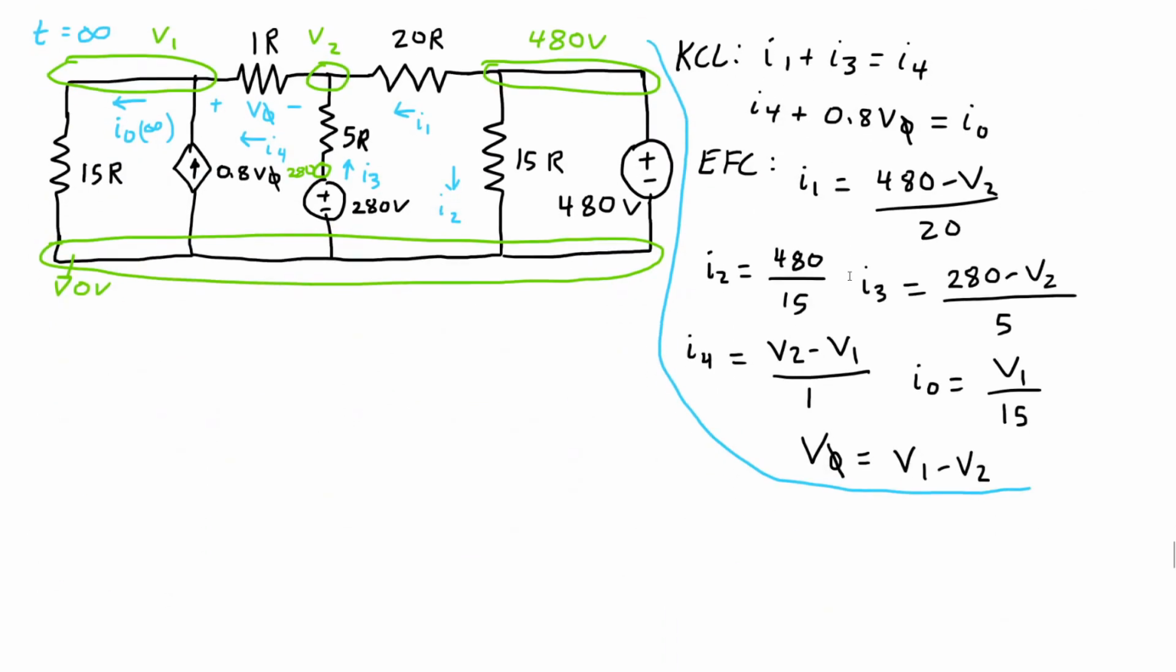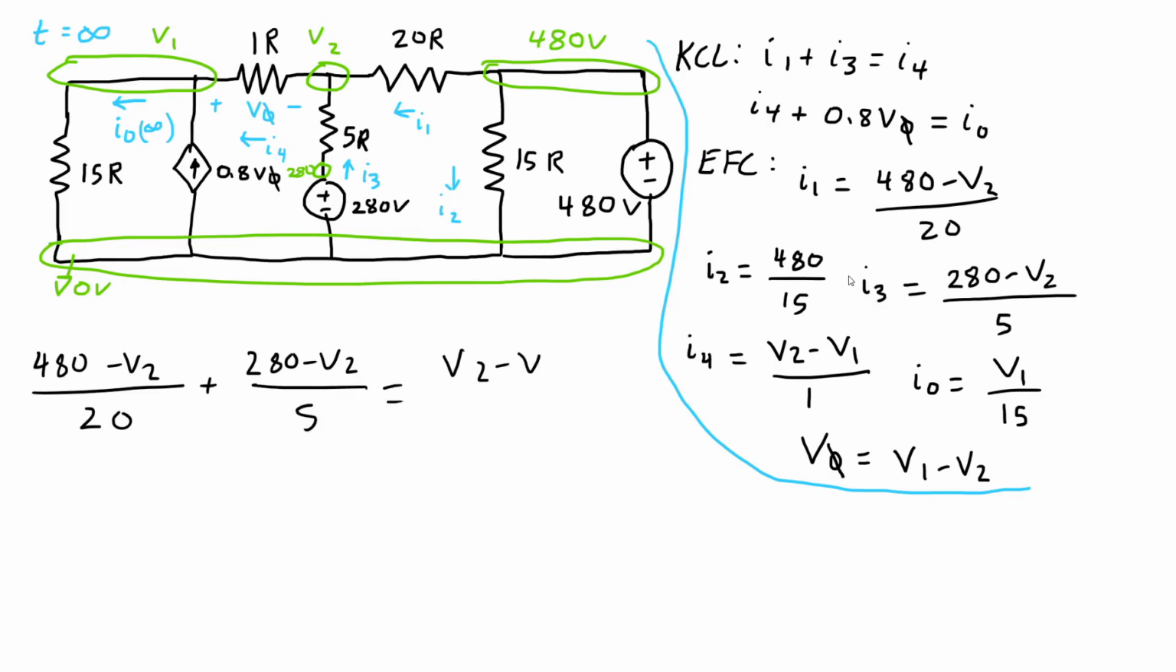Now the next one, we have to introduce the 5 ohm resistor and the 280 volts. This is going to become a little bit more messy. So I'm going to go ahead and say 480 minus V2. This time we can't really combine them. Minus over 20 plus I3, which is 280 minus V2 over 5, equals V2 minus V1 over 1.